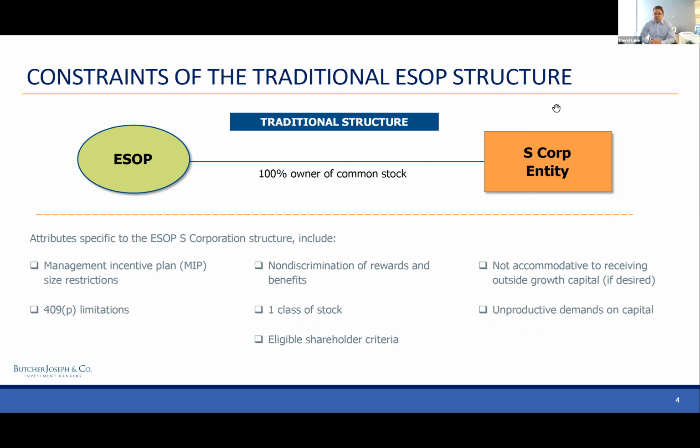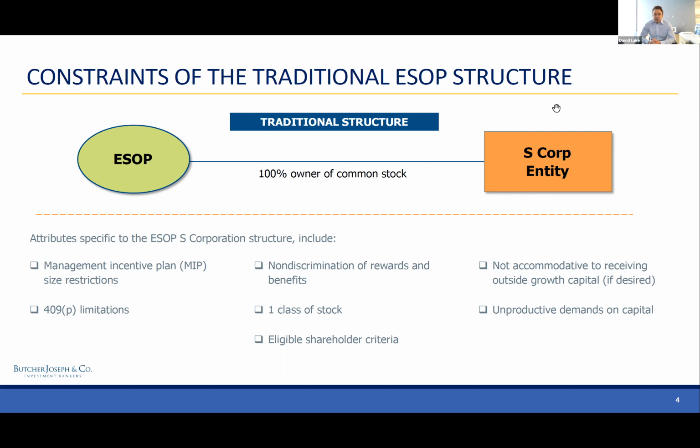Essentially, it's an S corp entity that's 100% owned by an ESOP, and you might have a carve out for management. We call that a management incentive plan, or a MIP, in the form of synthetic equity, SARs, phantom shares, et cetera, for like 10, 15%, some amount that's dilutive to the ESOP, and that's typically how these are set up. And it takes advantage of the very beneficial tax rules.